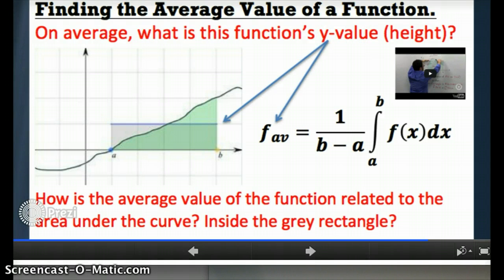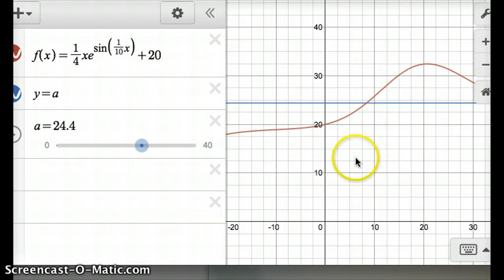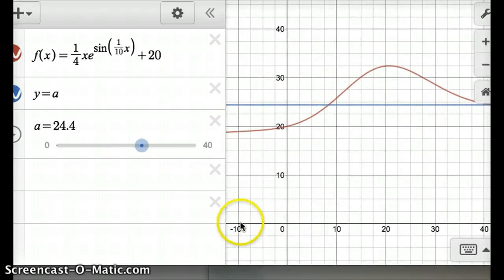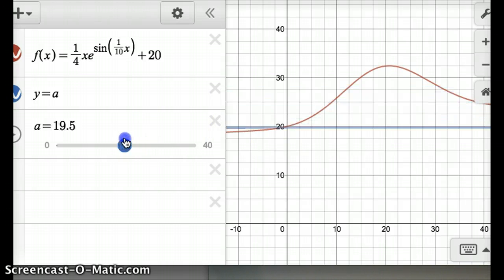I'll give you a visual to help. Here's a weird function in Desmos, super weird. I tried to make it just totally random. But looking at the graph, we can see that from -10 to 40, the graph is more or less somewhere between 20 and 30. The y values of the red function, right? That's the red function. The question is, is it closer to 30 or closer to 20?